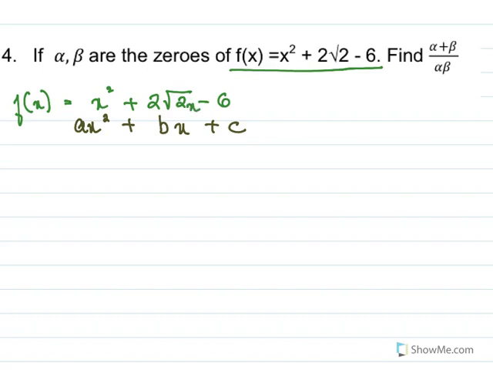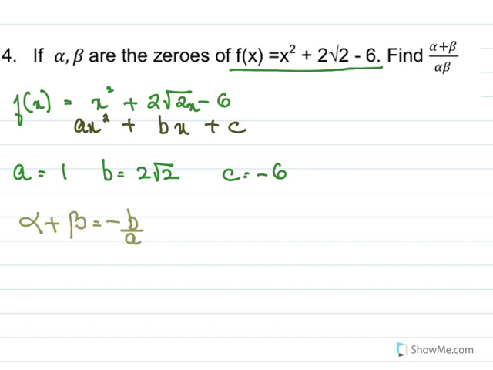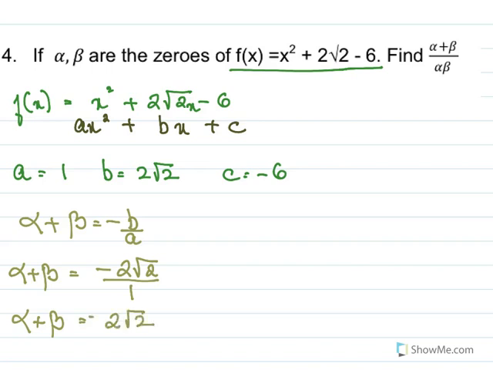However, this is x here. On comparing, we see that a equals 1, b equals 2 root 2, c equals minus 6. Now we know alpha plus beta equals minus b by a, which means alpha plus beta equals minus 2 root 2 over a, which is 1. So alpha plus beta is minus 2 root 2.